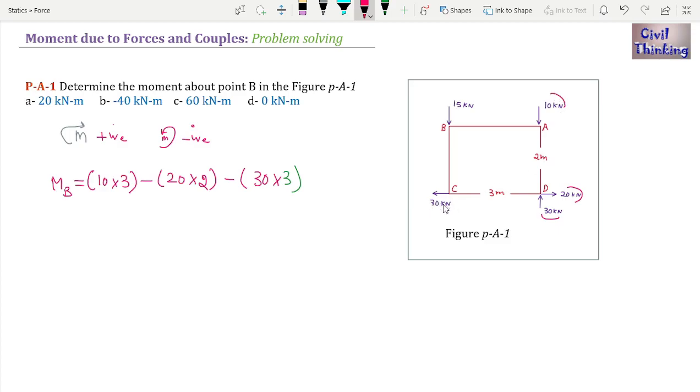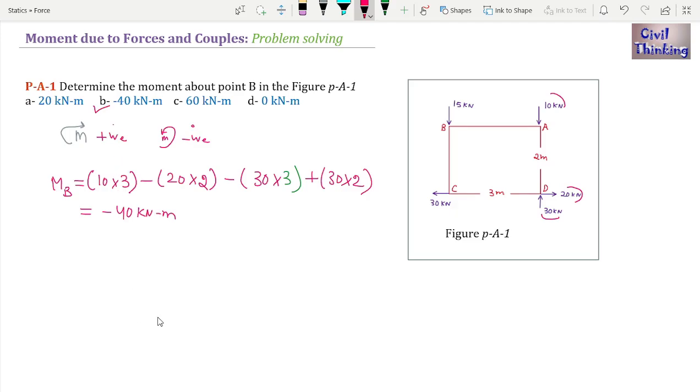Now let's find the moment due to the other 30. Now 30 is going to impose a moment like this, which is clockwise. So it is plus 30 multiplied by CB, which is 2 meters. Now when you solve this using the calculator, I get minus 40. The forces were in kilonewton and the distances were in meters, so it is minus 40 kilonewton meter, so the correct option is B.